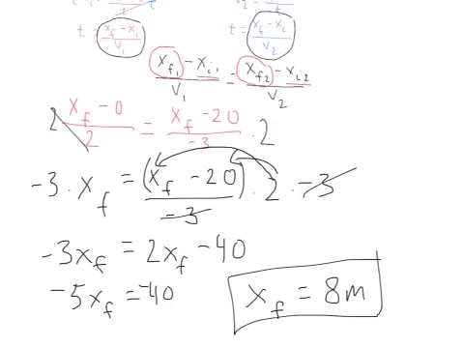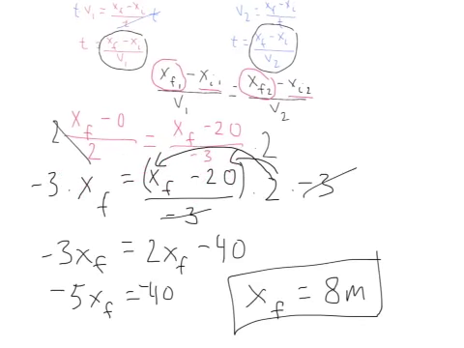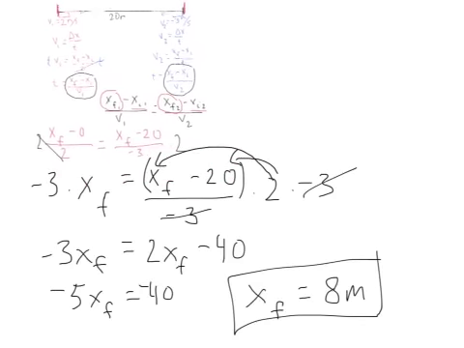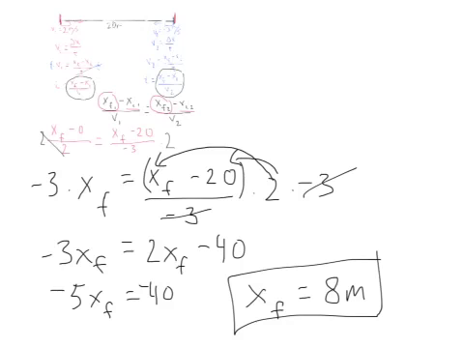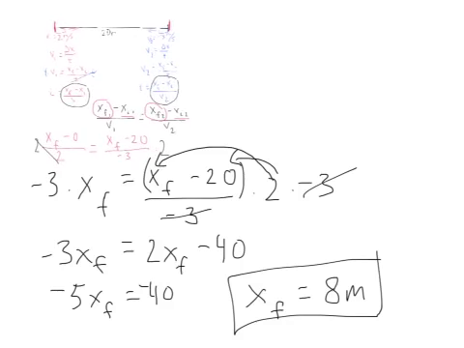If we look at our original chart again, that means that 8 meters away, somewhere right around here, is where the carts will collide. And thinking about it, that makes sense because cart number 2 is traveling faster than cart number 1, so they'll collide closer to where the red cart began.